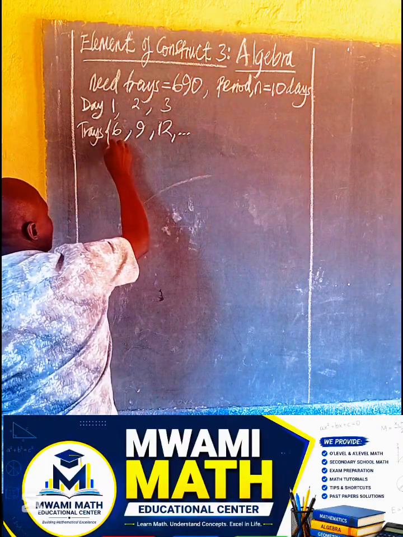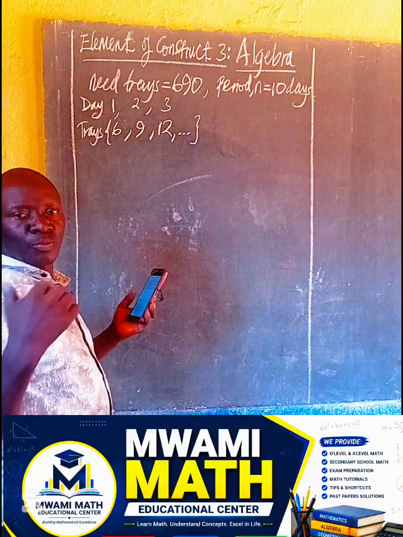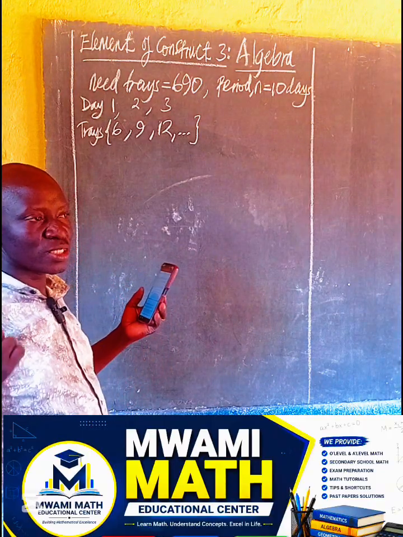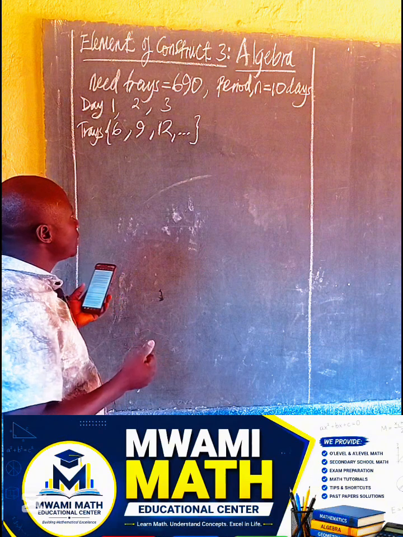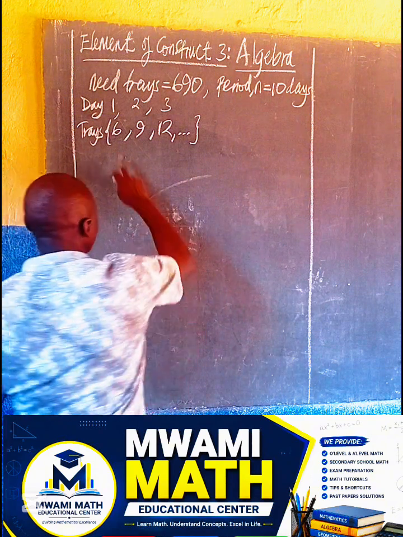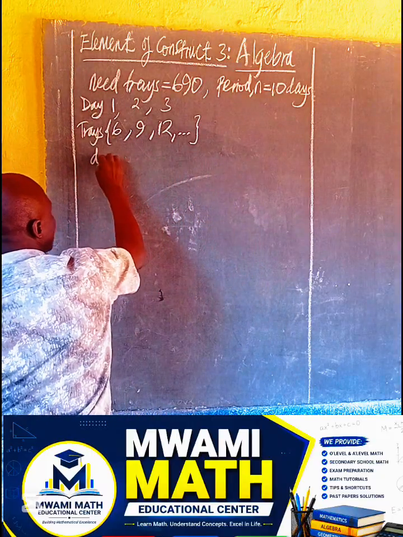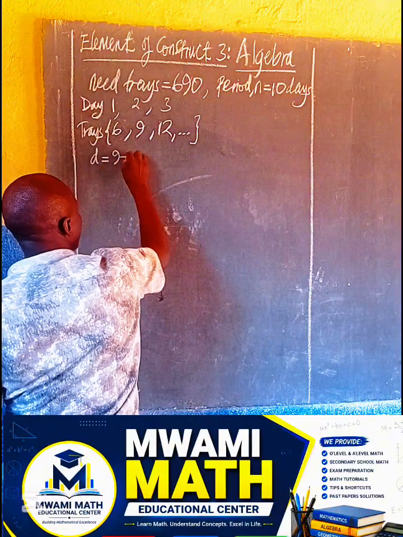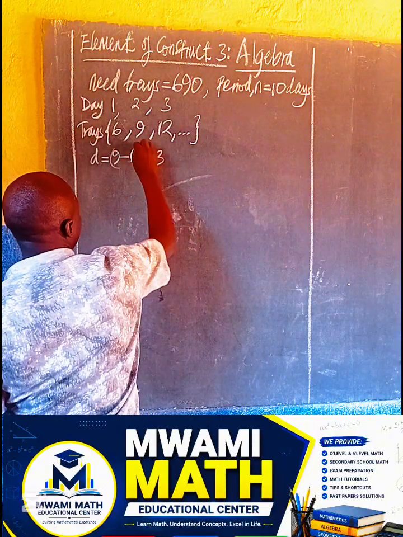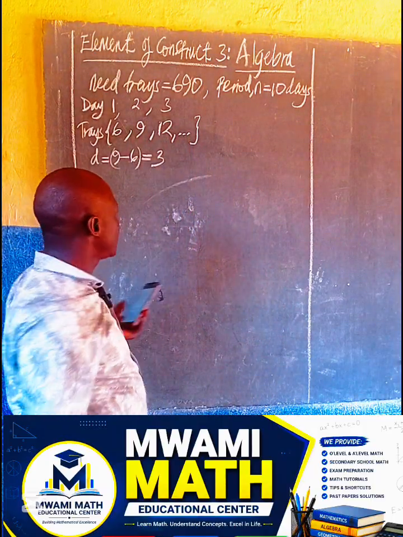So our dear viewers, according to your observation, which subtopic is this? Which topic is this in this element of construct? This is sequence and series, and particularly this is an AP or arithmetic progression, because we can see it has a common difference. And what is our common difference? Our common difference is 9 minus 6, giving us 3. So you find that that difference is common. Even if you subtract 12 minus 9, you still get 3.